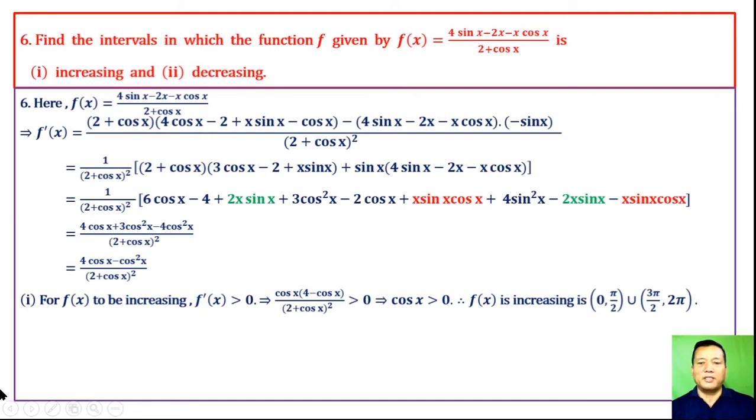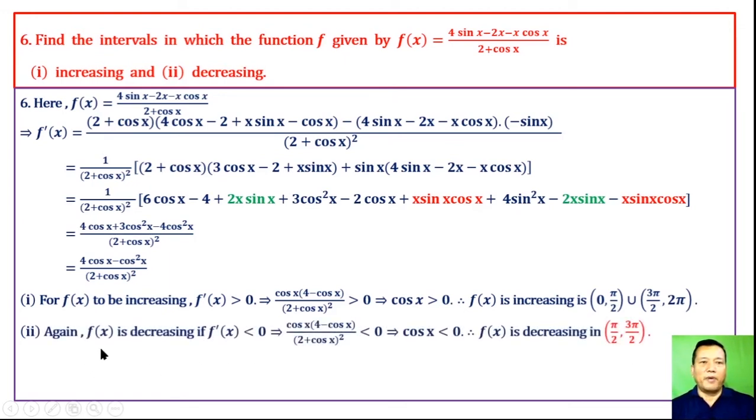Therefore, f of x is increasing in the first quadrant, that is 0 to pi by 2, and 3 pi by 2 to 2 pi, that is the fourth quadrant, for cos x to be 0 or positive. Again, f of x is decreasing if f dash x is less than 0, that is cos x less than 0. Therefore, f of x is decreasing in the second quadrant from pi by 2 to 3 pi by 2, the second quadrant and third quadrant.